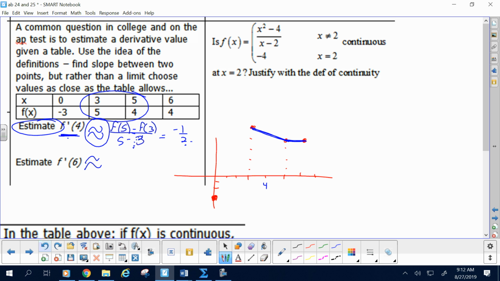What are 2 points as close to 6 as possible? 6 and 5. So if I use 6 and 5, remember I'm defining slope, which is change in y or change in a function over change in x. So that's 0. Yay?